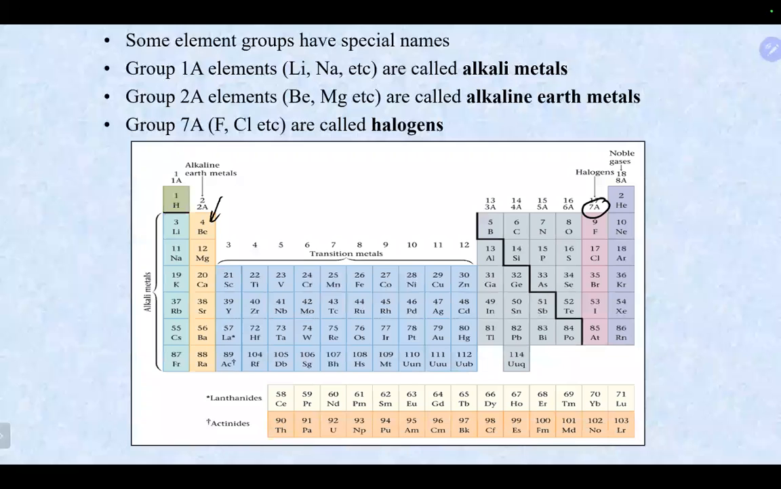Group 1 and group 2 are the alkali metals and the alkaline earth metals. Alkaline means basic. So a lot of strong bases come from group 1 and group 2 on the periodic table when they hook up with hydroxide, OH minus. That's where we get things like sodium hydroxide, potassium hydroxide, calcium hydroxide, and so forth. These guys with hydroxide make a lot of the strong bases that we very commonly see.